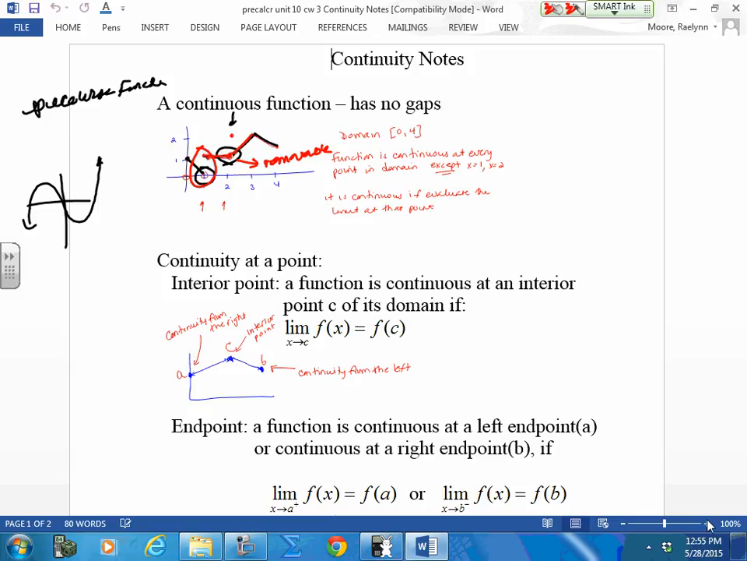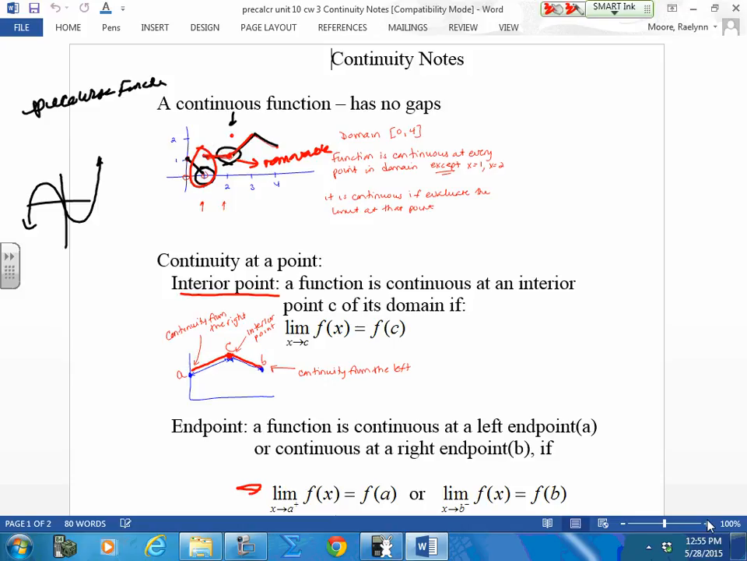Make sense? Kind of? Okay. Here's a little bit more. Continuity at a point is going to give us a left and a right order. An interior point just means it's in the interior, on the inside. This is my interior point. It's inside this function, it's approached from the left and from the right, and it has a point where it meets. This is an endpoint.